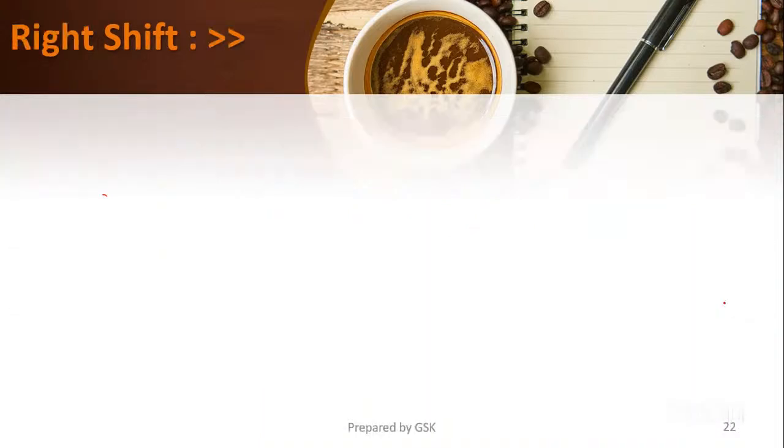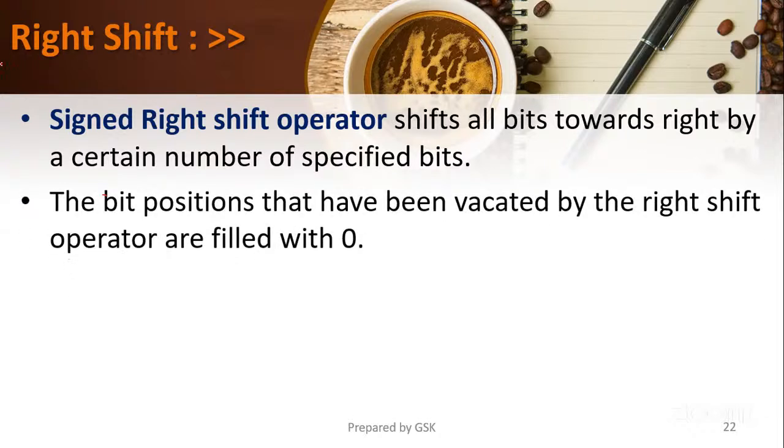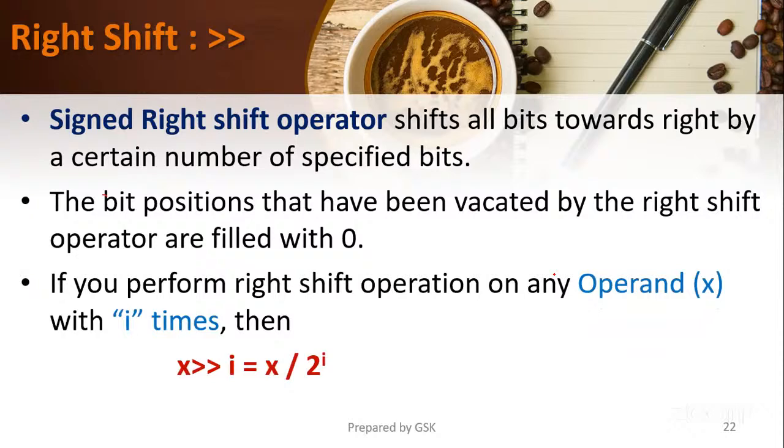The same concept you can apply to the right shift, the right hand side. Direction is changed. See this? This is also called the signed right shift operator, because it keeps the sign bit as it is. The bit positions that have been vacated by the right shift operator are filled with zeros, just like the left shift operator. And the formula to know the value after the right shift operation is x divided by 2 power i.